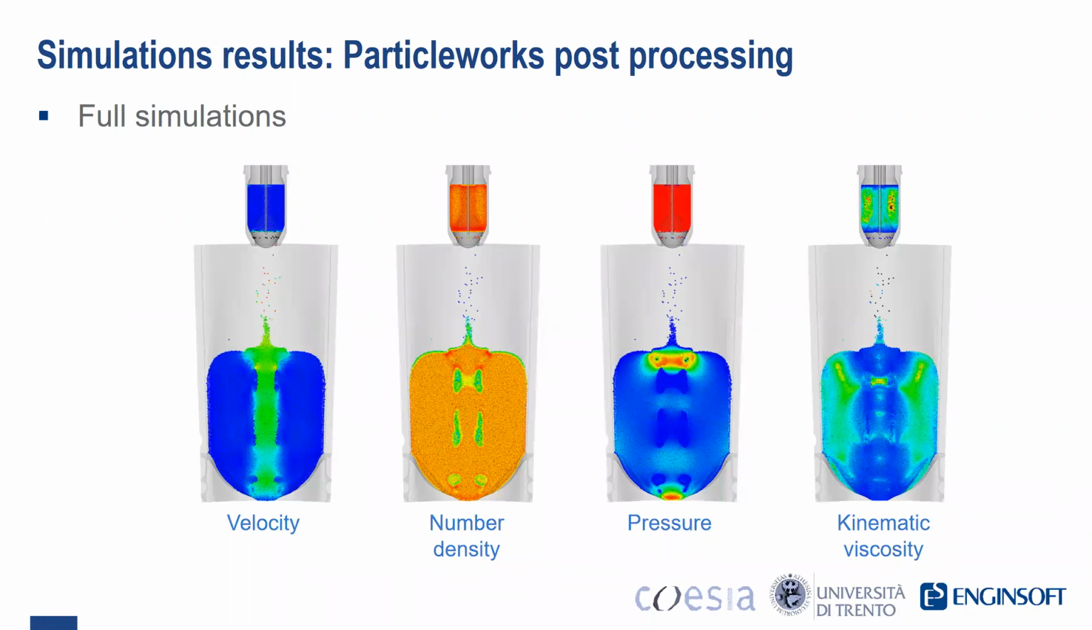Together with the velocity and the pressure, you can understand the number density. So it's a parameter that allows us to understand if there are some air gaps inside the fluid region. And in general, it helps us to understand what are the wetted surfaces on the pouch. And then also the kinematic viscosity is something that we can extract and visualize if we are dealing with non-Newtonian fluids.